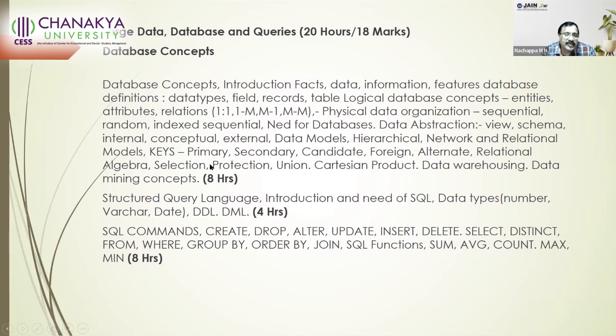So we have different types of keys. We have primary keys, secondary keys, candidate keys, and foreign keys. The definitions of these should be known to you as well. And then, how to perform different operations on a database. Some simple operations are selection, projection, union, Cartesian product.